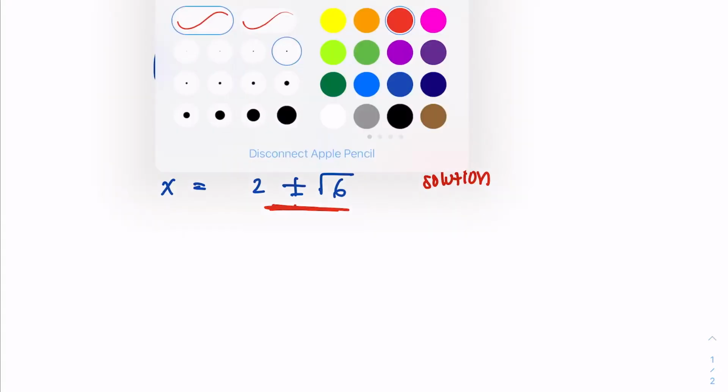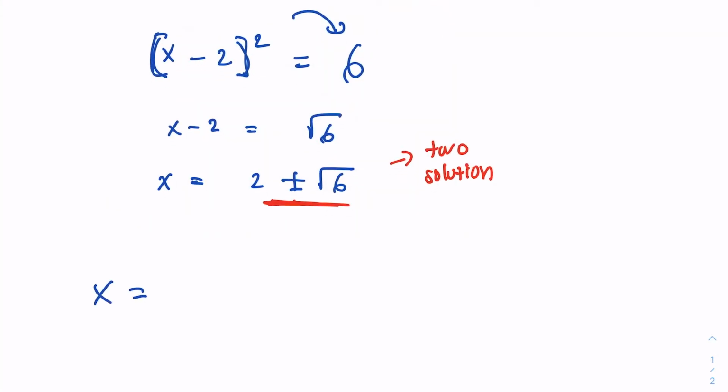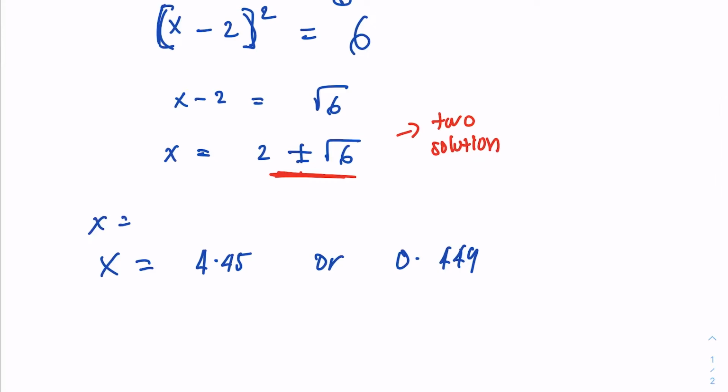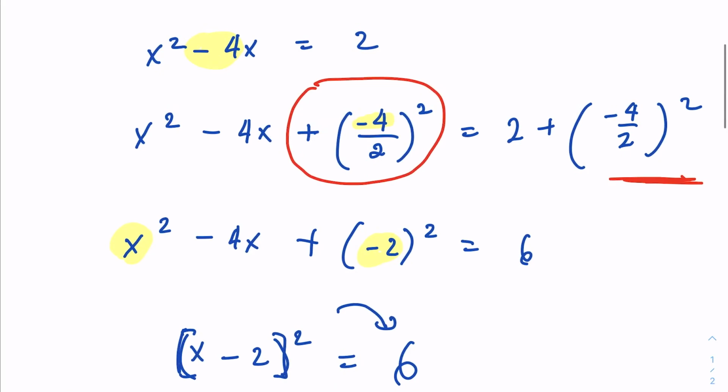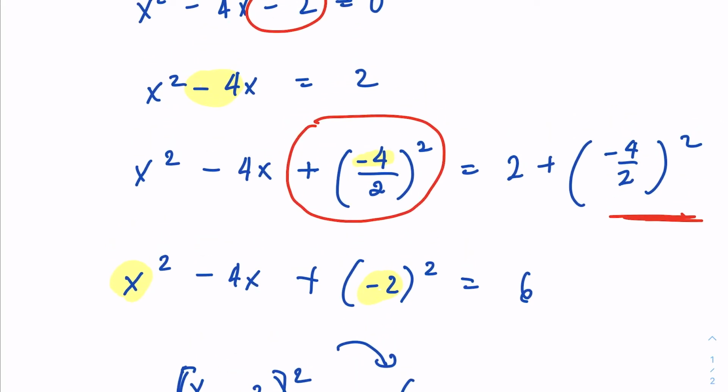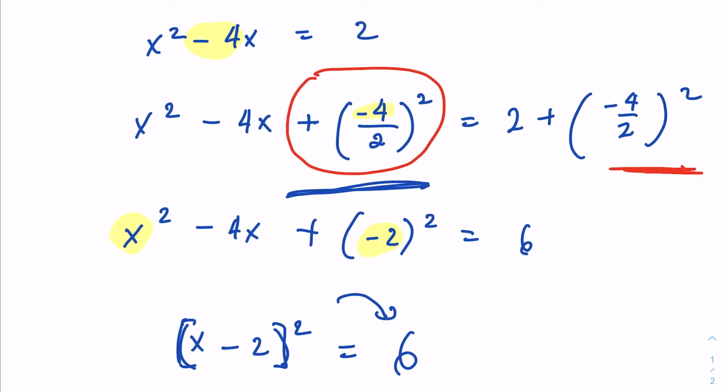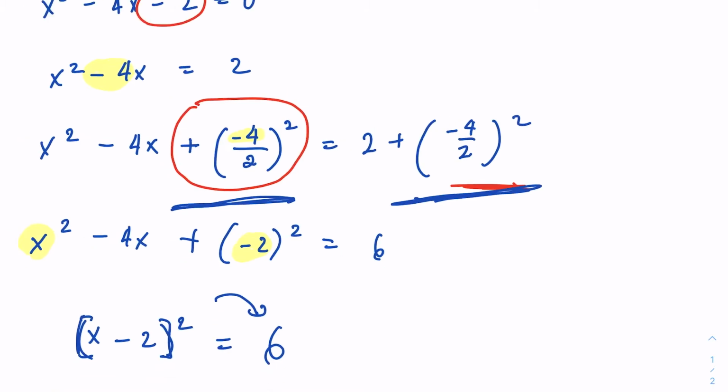Therefore, keying the calculator will give you x equals 4.45 or 0.449, given that x equals 2 plus square root 6 and x equals 2 minus square root 6. So that is how you solve using the completing the square method. You get the coefficient of your x value, which is negative 4, divide by 2 and square it. And when you add it on the left hand side, you have to add it on the right hand side.